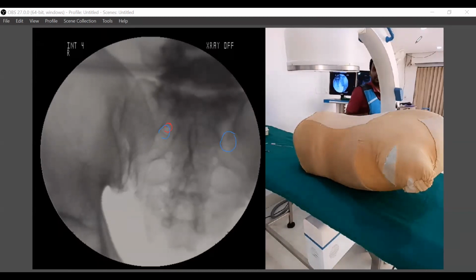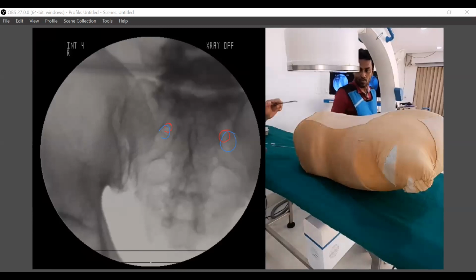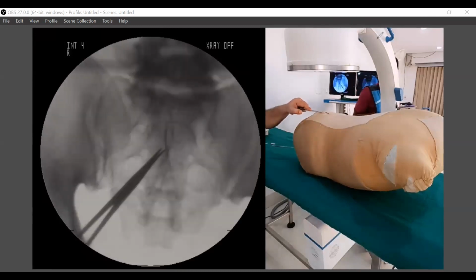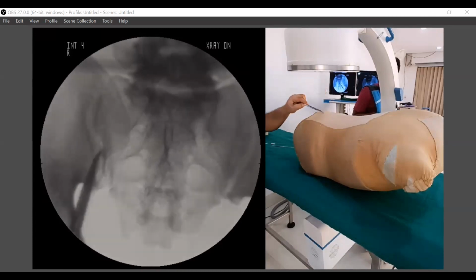So the anterior foramen, our target is the posterior foramen, not the anterior foramen. Okay, so I show you again here. Just shoot. This is on the same side, sir. Okay, I show you on the same side. Earlier I was doing it in the right side. Now I am doing it in the left side.